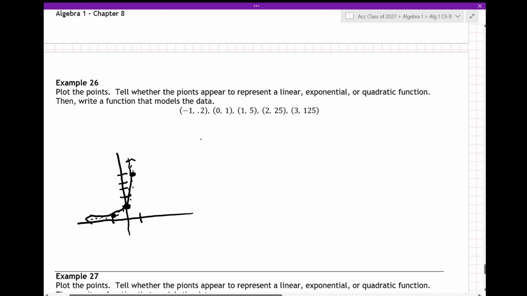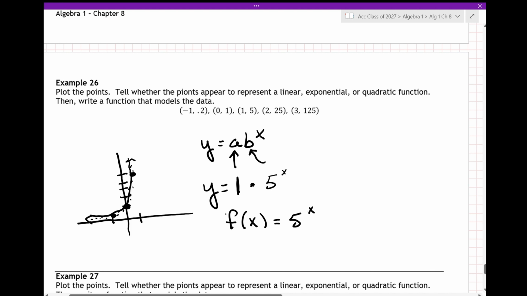Our exponential curves are normally written y equals ab to the x, where a is the y-intercept and b is the rate of growth. Our y-intercept is 1, and then the number that we're multiplying by each time looks like it's 5, right? From 1 to 5, you multiply by 5. 5 times 5 is 25, times 5 is 125. So it's going to be 5 to the x. So writing this nicely with function notation, f of x equals 5 to the x.